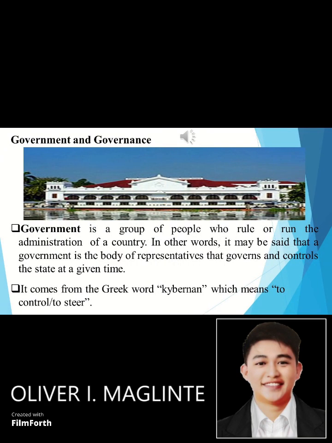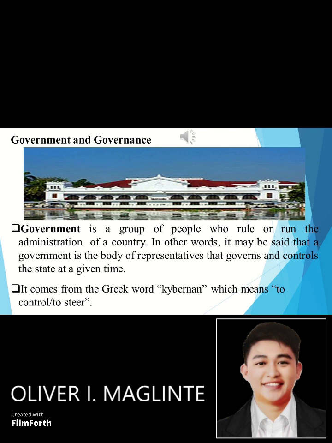Government and governance are two different terms in political science that are mistakenly used interchangeably. In the study of politics, it is important to differentiate these terms to better understand how it works and how it affects our society.